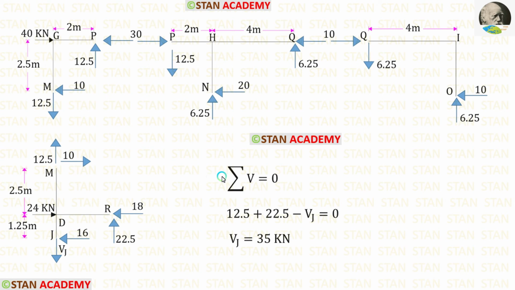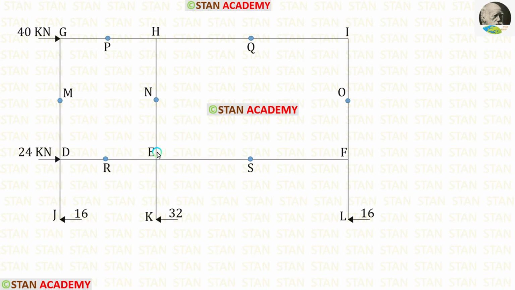Now, let us apply sigma V is equal to 0 and find out Vj. These two forces are acting upwards, so both of them are positive. Vj is acting downwards, so it will be negative. Finally, for Vj, we are getting 35 kilonewton.